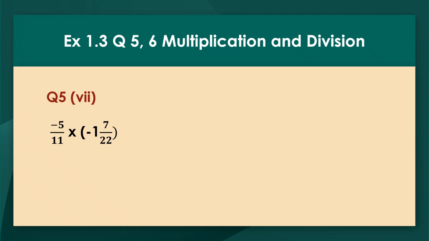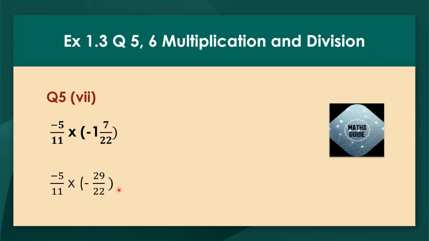How? We will multiply this 22 by 1 and add 7 to it, and we get the answer, that is -29/22. 22 into 1 is 22 plus 7 is 29. Now we can solve it in the same way. We will multiply the numerator with the numerator and denominator with the denominator, and after that the answer is 145/242.